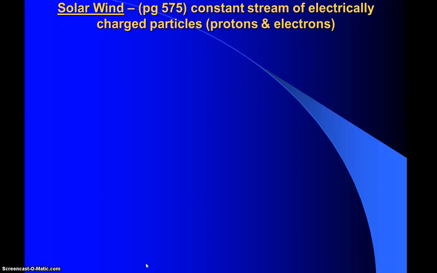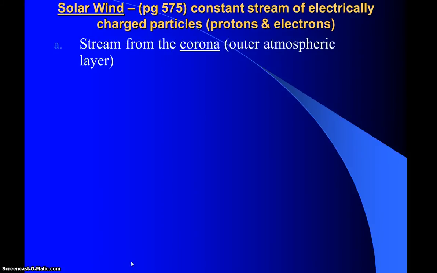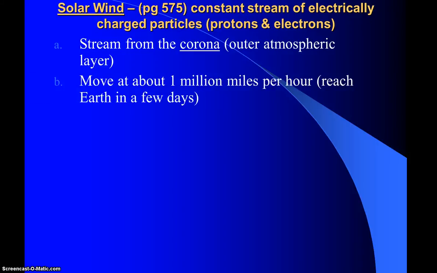Okay, you guys, this is the second video for the astronomy unit, and we're going to start with solar wind. There's a constant stream of electrically charged particles that are coming off of the sun's surface, and we know that the sun is made up of plasma, so that is the plasma that's kind of streaming off constantly. This comes from the corona, which is the outer atmospheric layer of the stars.